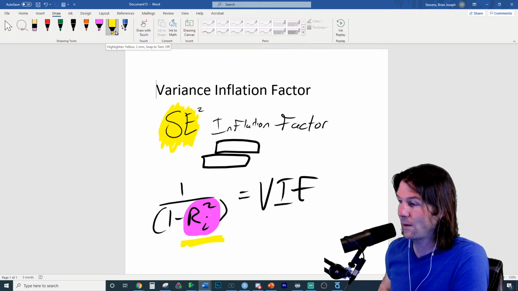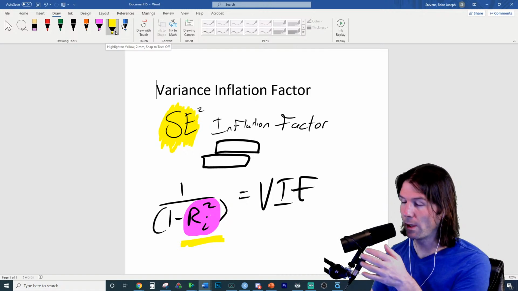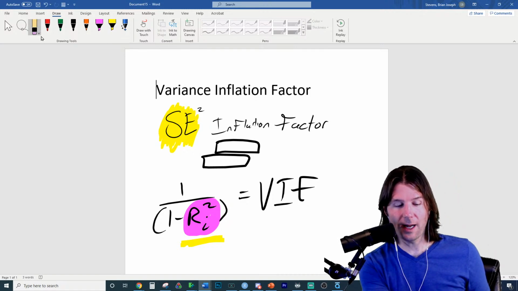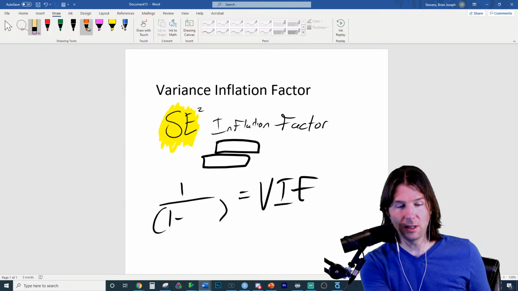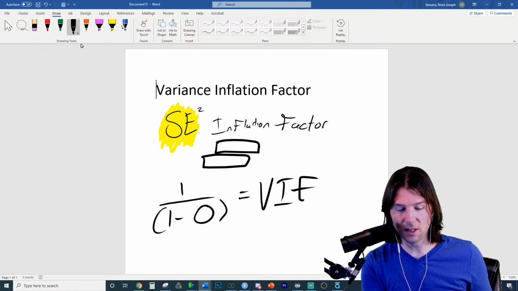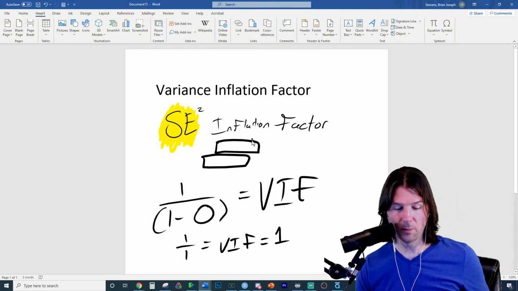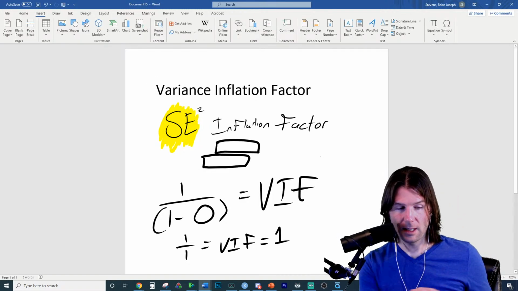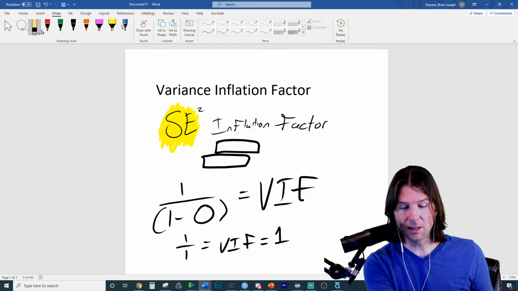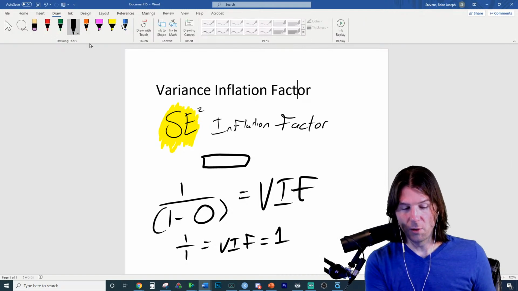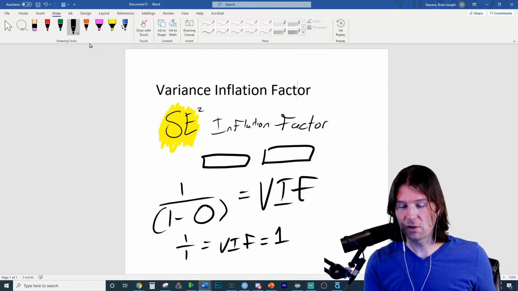So the lowest VIF you could have, it's a factor of inflation. Exactly, it's 1. Because the lowest r squared sub i you could have, which is the amount of variation in a variable explained by the other variables, is going to be 0. And that's going to be 1 over 1. And that means the VIF is 1. And that means there's no inflation, no extra uncertainty. So when our variables are completely independent of each other, as in they don't have overlapping variation in what they explain, you would have no extra uncertainty.